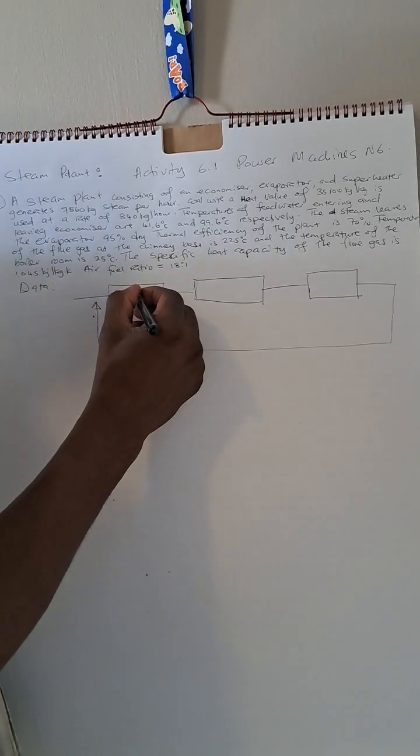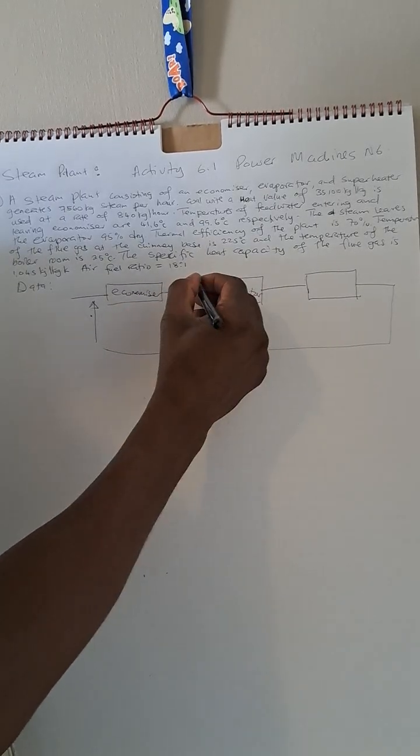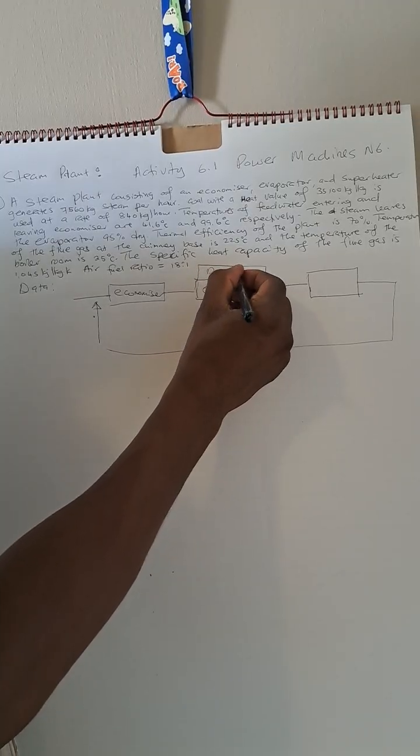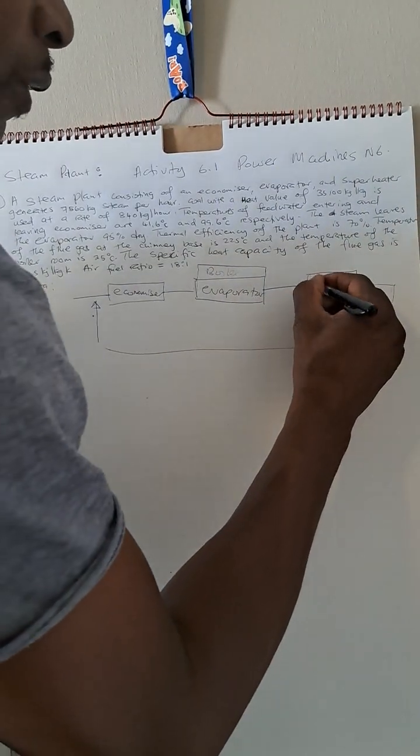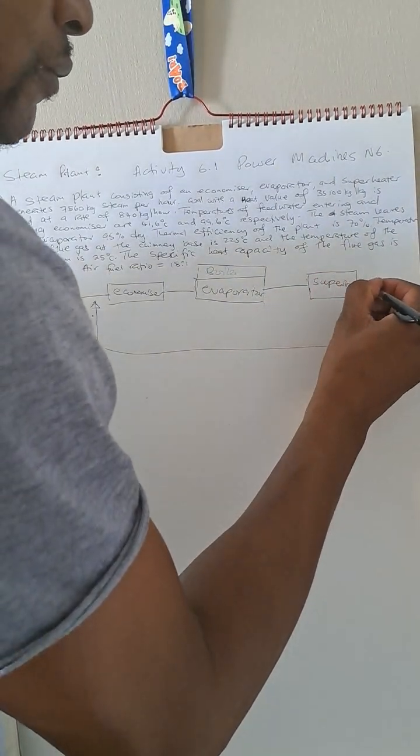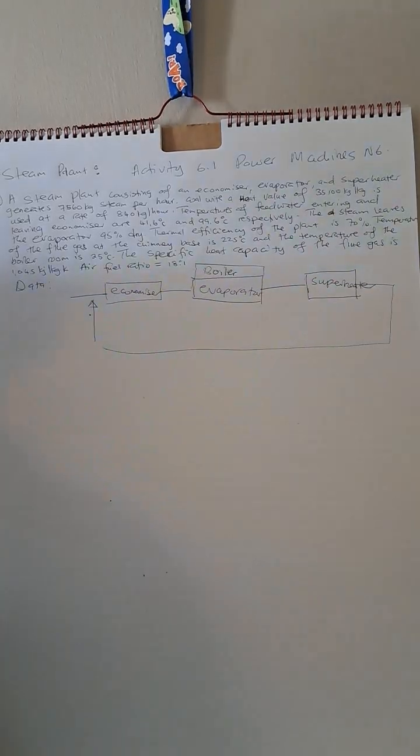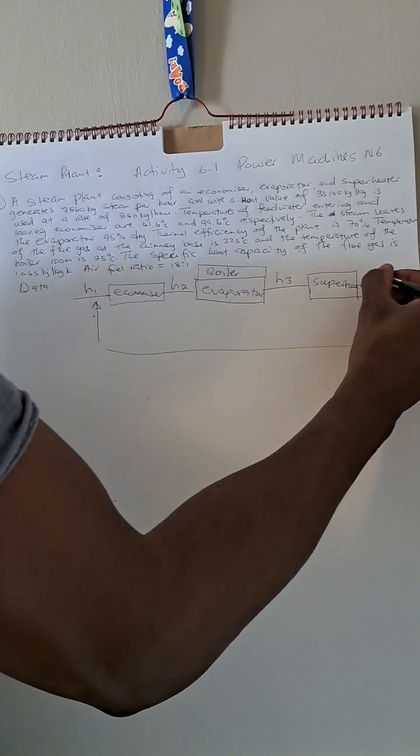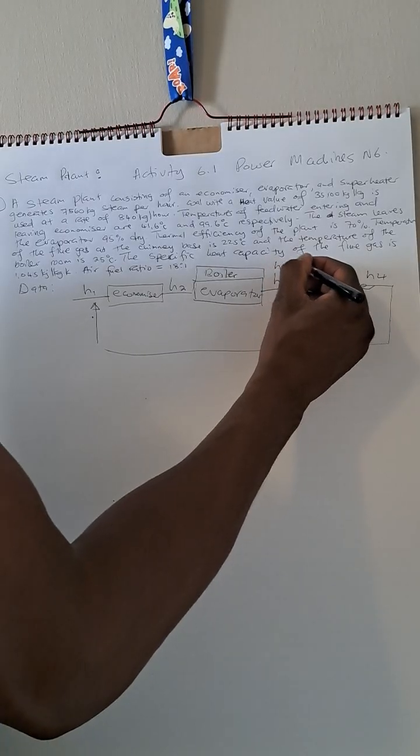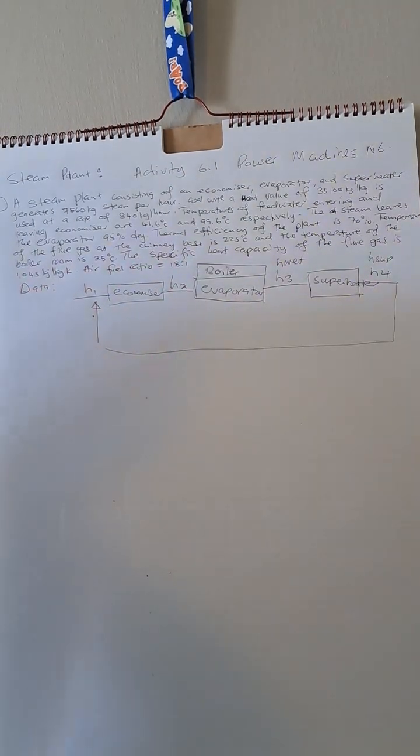We have our economizer at this point, and then we have our evaporator, which is the same thing as our boiler. And then after the economizer and boiler, we have our superheater. So I hope it's clear. So this becomes our H1, our H2, our H3, and this is our H4. H3 is the same thing as the enthalpy of wet steam. H4 is the same thing as the enthalpy of superheated steam.